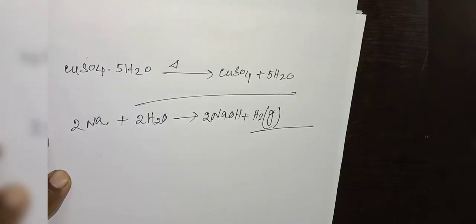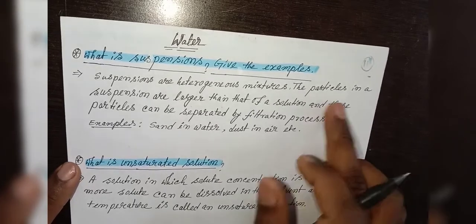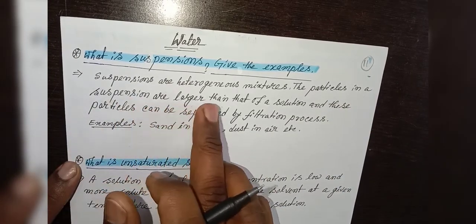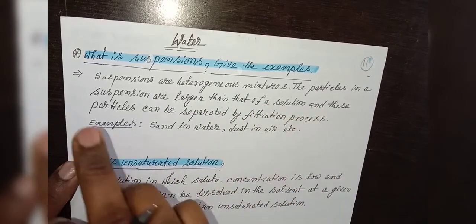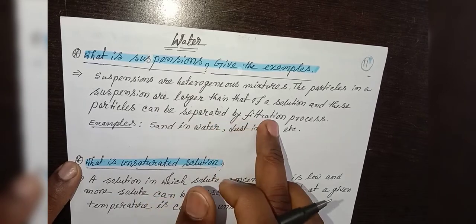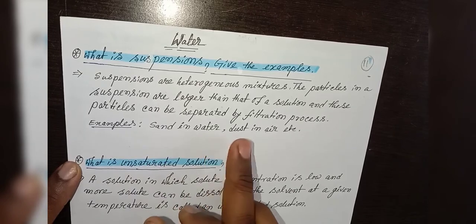Okay. What are suspensions? Give the examples. Suspensions are heterogeneous mixtures. The particles in a suspension are larger than those of a solution, and these particles can be separated by the filtration process. Example, sand in water, dust in air, etc.